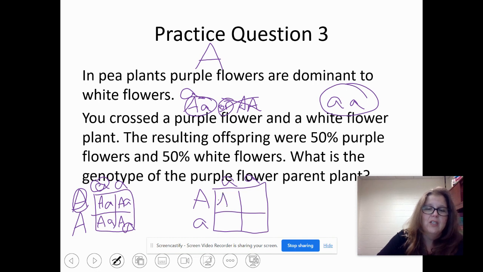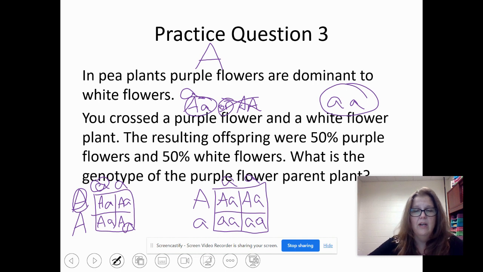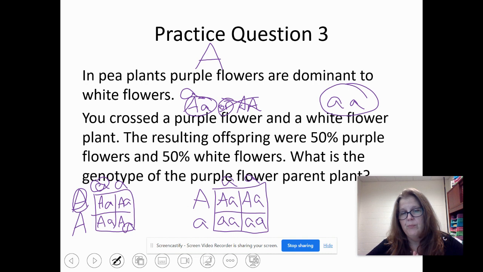So this parent can give this dominant allele. This parent gives this recessive allele. This parent gives this dominant allele. This parent gives this recessive allele. And then down here, they each give recessive alleles. And if you see my very bad A's, they kind of look like 9s, but you see that there's a 50-50 shot of having heterozygous versus homozygous recessive, or 50-50 purple versus white.